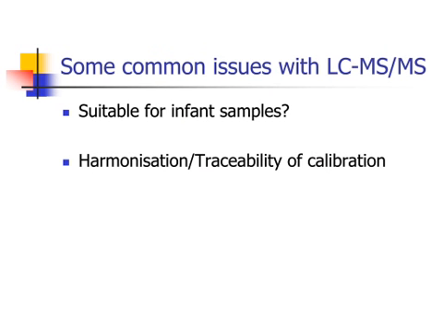But there are some common issues that affect pretty much all labs who do LCMS for vitamin D. And that is whether or not the analysis they do is suitable for infant samples, which I'll go into in a moment, and also how have they harmonized their method, because there's 100 different methods out there for doing vitamin D measurement by LCMS. So how are we ensuring that we've got traceability of our calibration and that we're all getting the same sort of results? Because there's no point us all getting different results like the immunoassays did, because that doesn't help anybody.